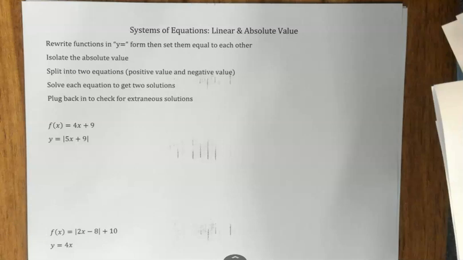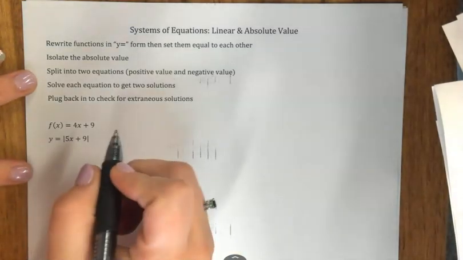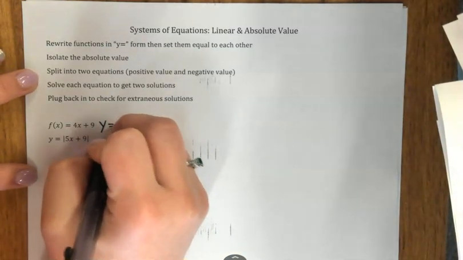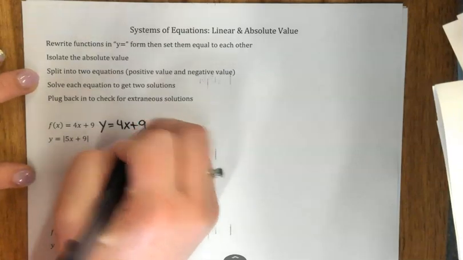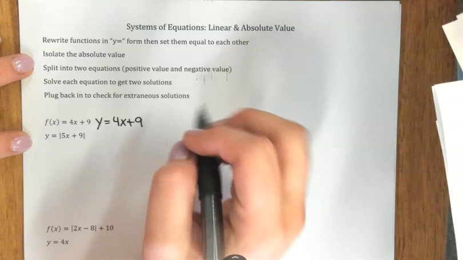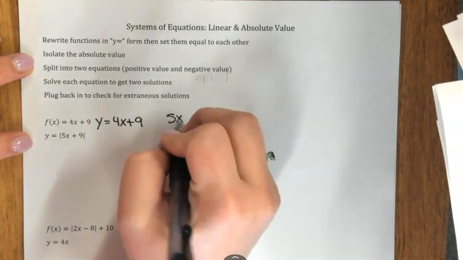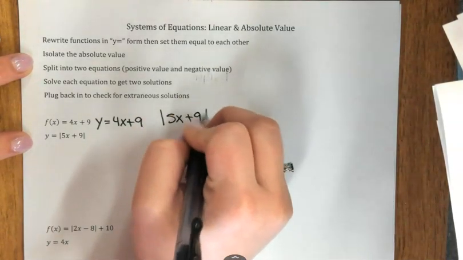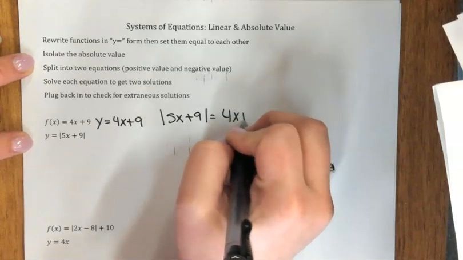Alrighty, today we are going to be looking at another type of two-variable system, this time being linear and absolute values. So the way that we do this is first rewrite each function in y equals form. So y equals 4x plus 9 is what I would rewrite that first one as. And now I can set them equal to each other. So I've got that absolute value of 5x plus 9 equals 4x plus 9.